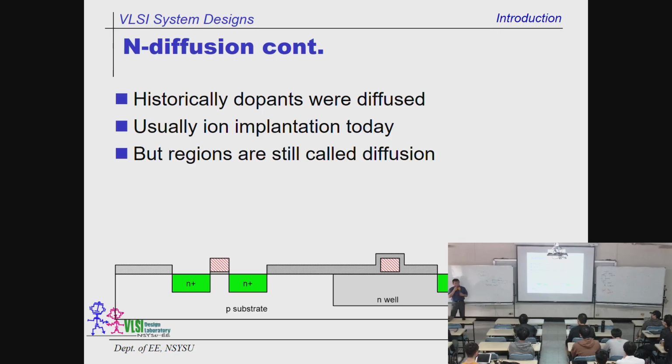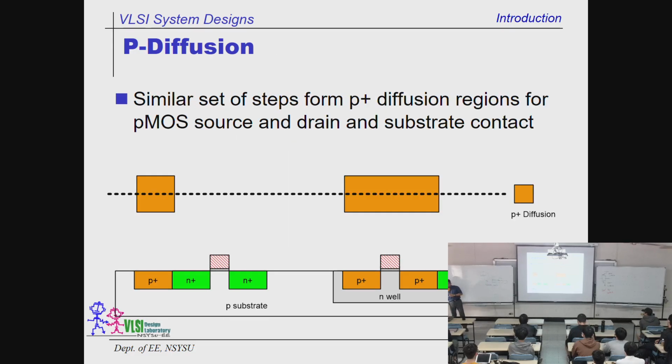So this is a diffusion. We got 2 green boxes to work as an N transistor. Another green box serves as a well tap in the N well. This is called N diffusion. Then we repeat the same process for the PMOS device. That is called the P diffusion. Similar set of steps for P plus diffusion, so that we create a pair of P plus boxes over here. That is the P device, and we tap over here.